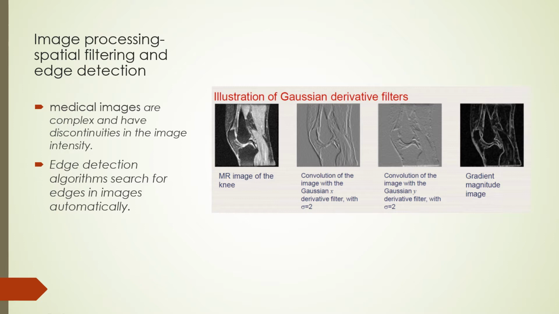Edge detection algorithms search for edges in images automatically. The figure on this slide shows an MR image of the knee with an edge detected image on the right. This image uses Gaussian derivative filters in X and Y directions. The gradient magnitude image is shown on the far right. The Gaussian plays multiple roles in image processing, as you can see. We can also apply a different spatial filter to enhance the edges of structures in an image by a process called Edge Enhancement. We shall see that next.